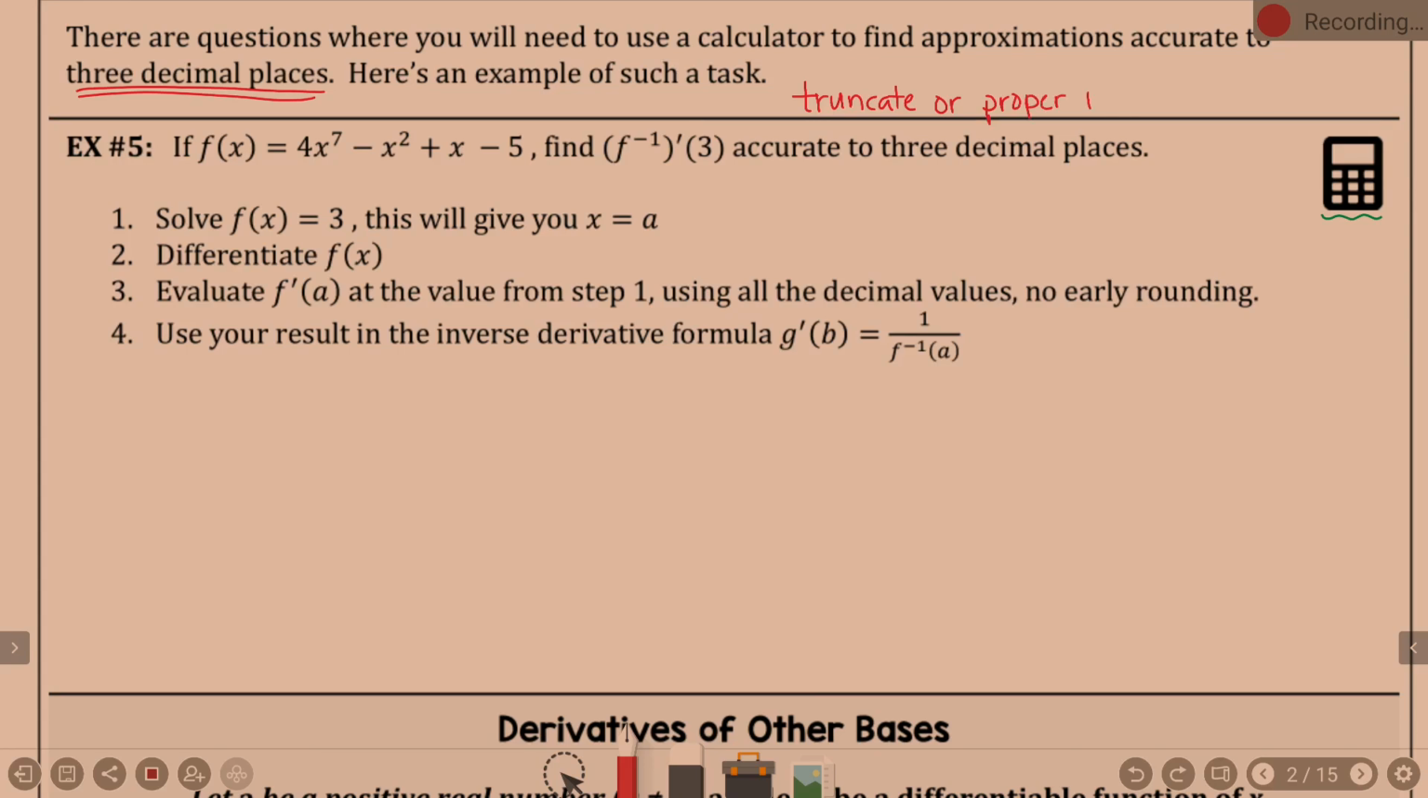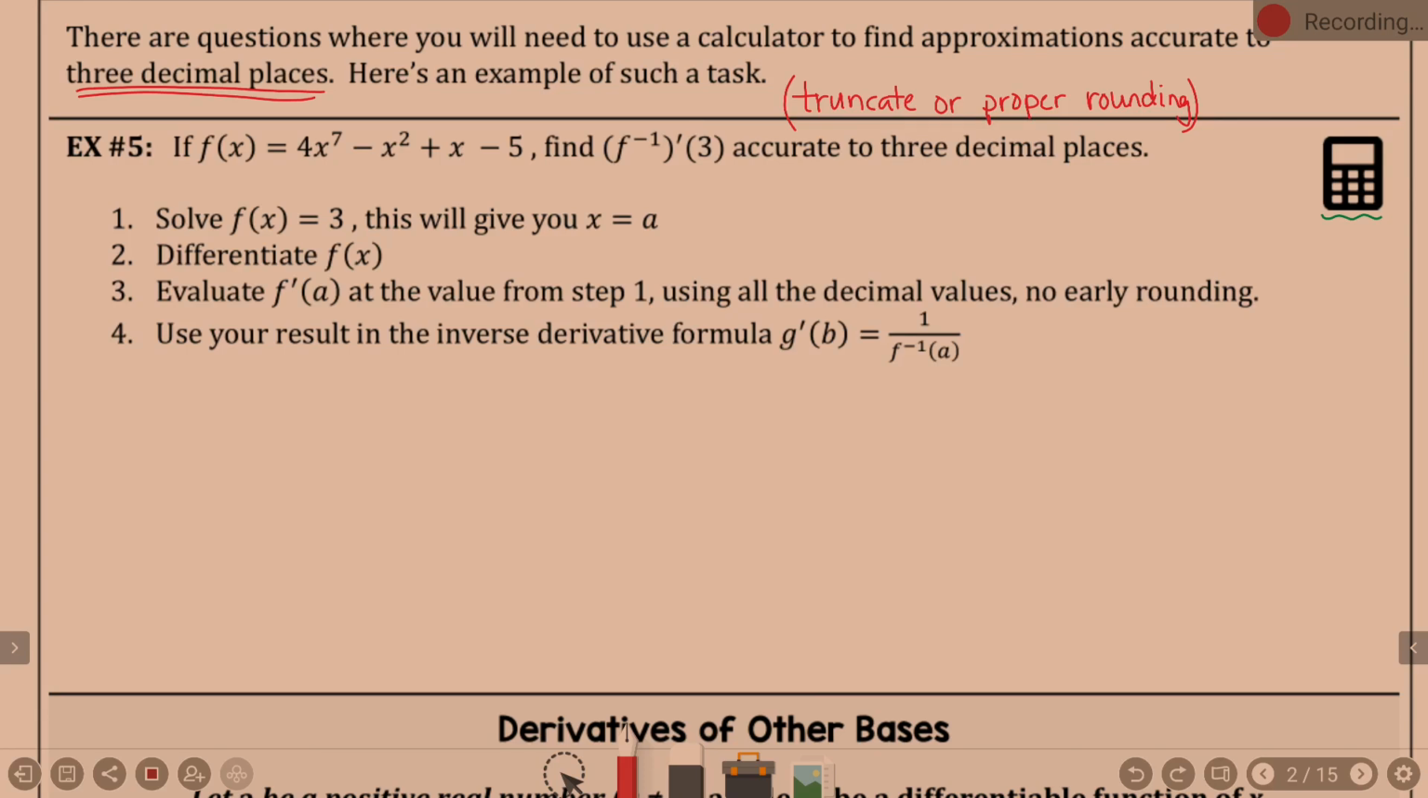Now, with that in mind, you don't want to round early on in a problem. You want to work with all the decimal places, and our calculators allow us to do that easily. Then as we get towards the end, we will round our final answer. So example 5 here. If f of x is this equation, they want us to find f inverse prime at 3, accurate to 3 decimal places.